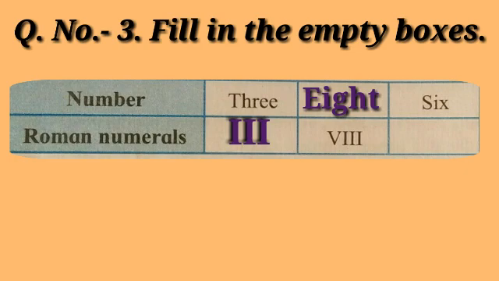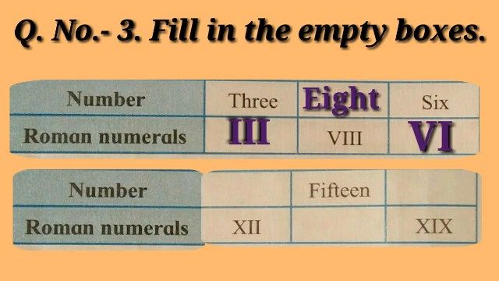Next number is 6. So 6 means 5 plus 1. So 5 will be written with V and 1 will be written with I. So V and I, that is 6. In the same way, another box is given, which also has 3 empty places that you have to fill with the proper number or the Roman symbol.